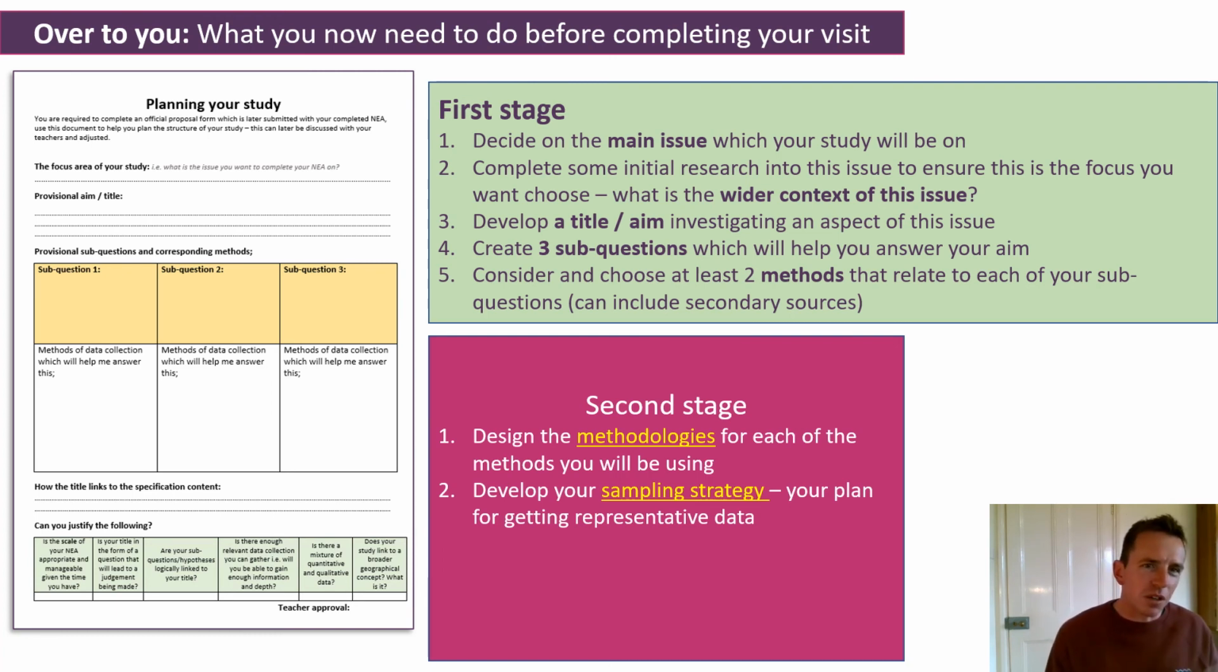How are you going to make sure that you're speaking to enough locals or tourists or, you know, people of different ages? So what is going to be your sampling plan to make sure that you're getting good data? So that, again, is something that you're going to need to consider.